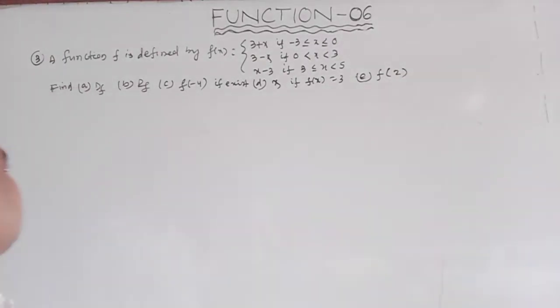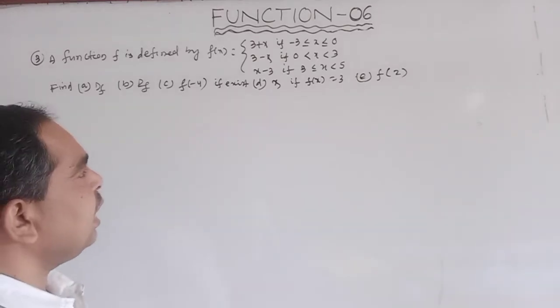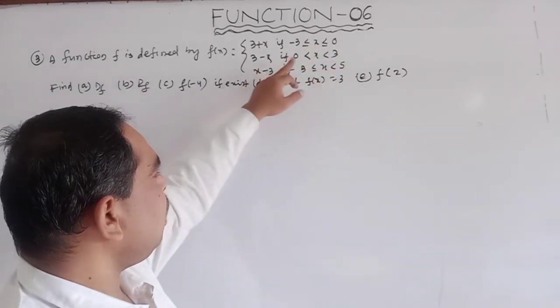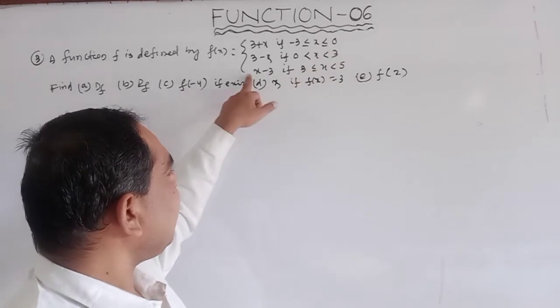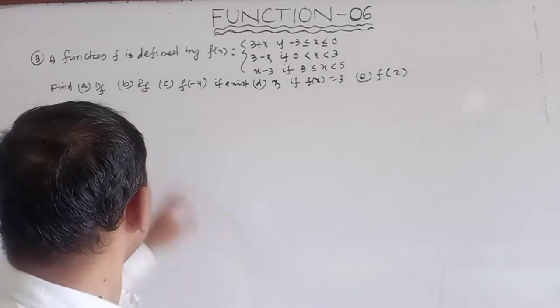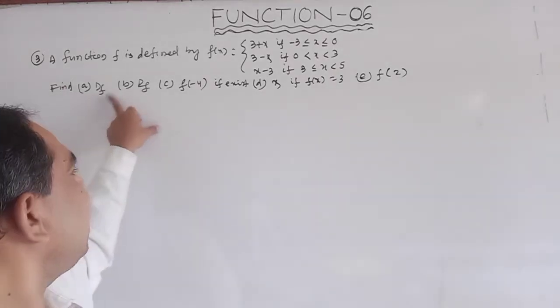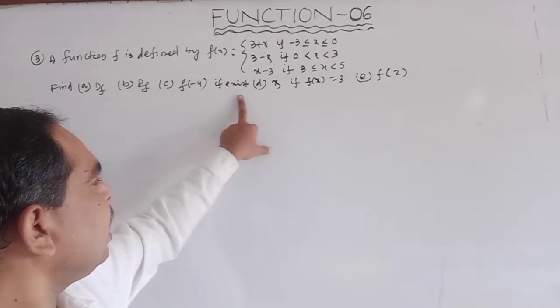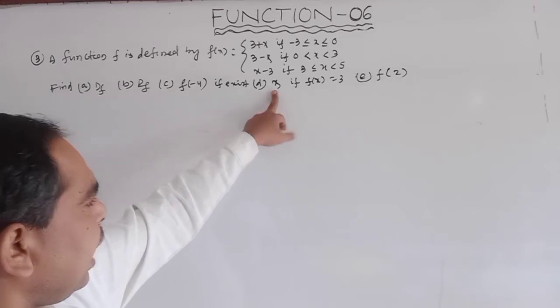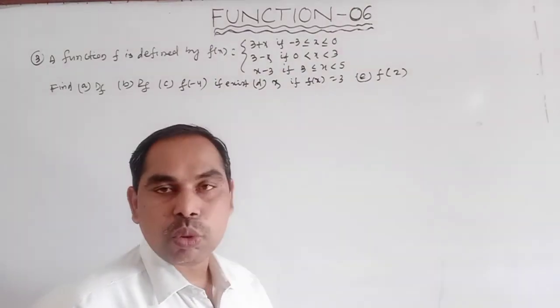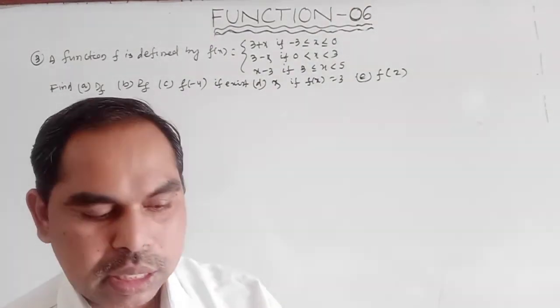Next question. A function f is defined by f of x is equal to 3 plus x if -3 is less than or equal to x less than or equal to 0, 3 minus x if 0 is less than x less than 3, and x minus 3 if 3 is less than or equal to x less than 5. The questions: find the domain of f, the range of f, and f of -4 if it exists. Next, find x if f of x is equal to 3, and find f of 2.